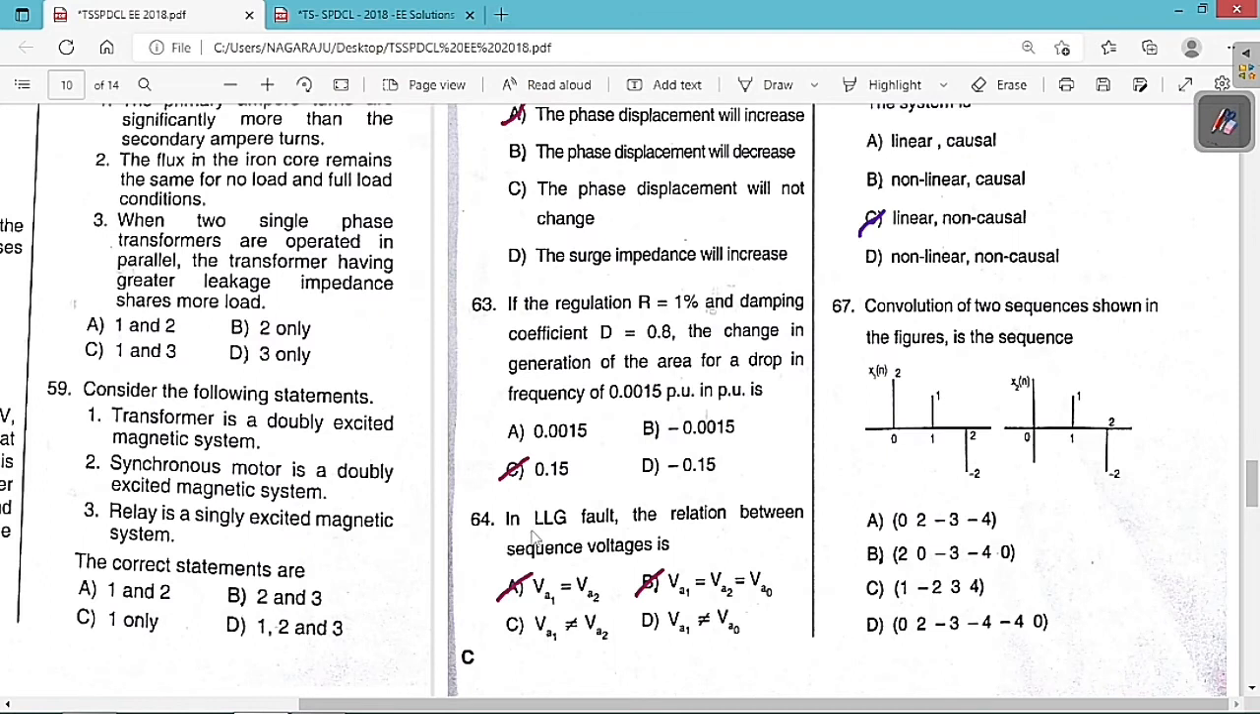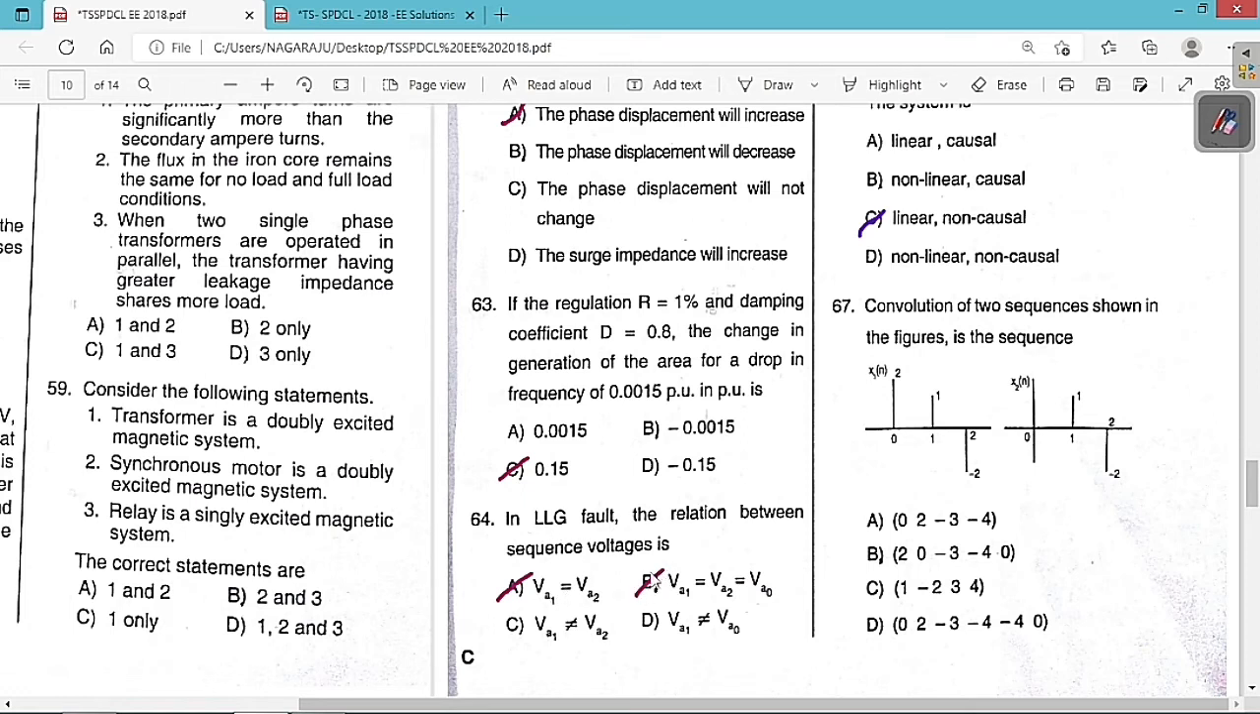Now we are going to solve another question. In the LLG fault, the relation between the sequence voltages is... Of these four options, A and B are both correct, based on the condition. If the fault impedance is equal to 0, we get option B. If the fault impedance is not equal to 0, we get option A. So both statements, A and B, are correct in the LLG fault.